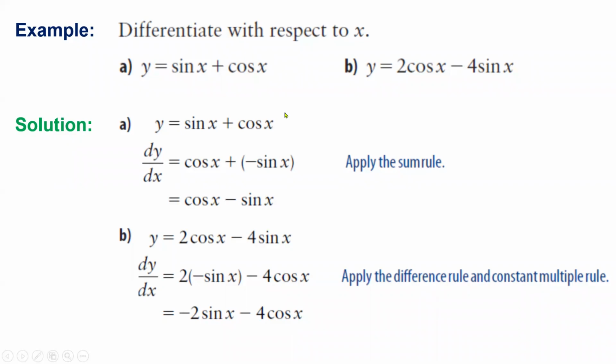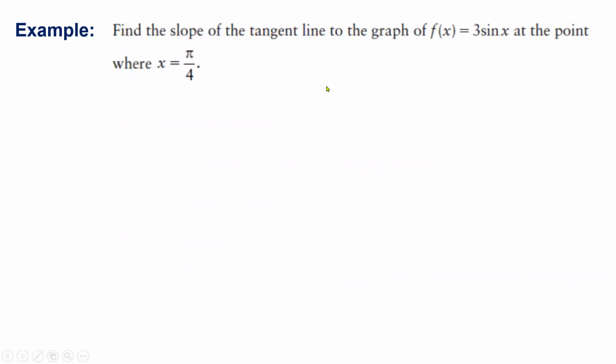No? Okay. No questions. Let's have a look at another example. So find the slope of the tangent line to the graph f(x) equals 3 sine x at the point where x equals a quarter pi. Okay, this time I'll give you 5 minutes to have a look at the question here.